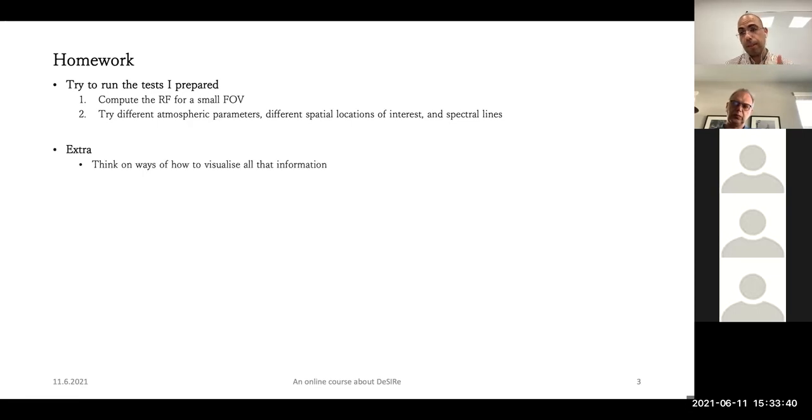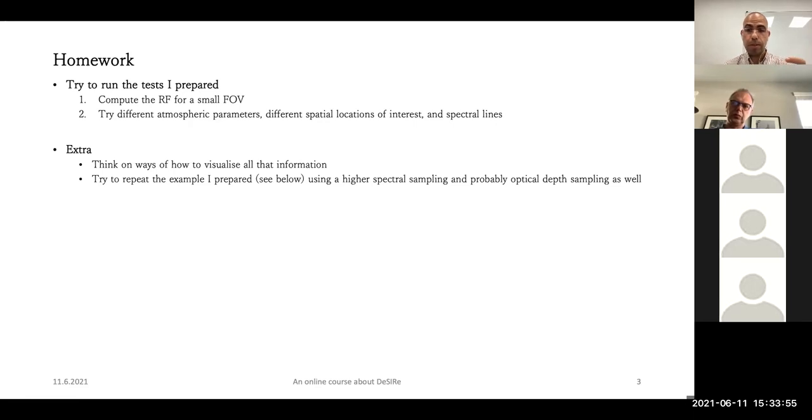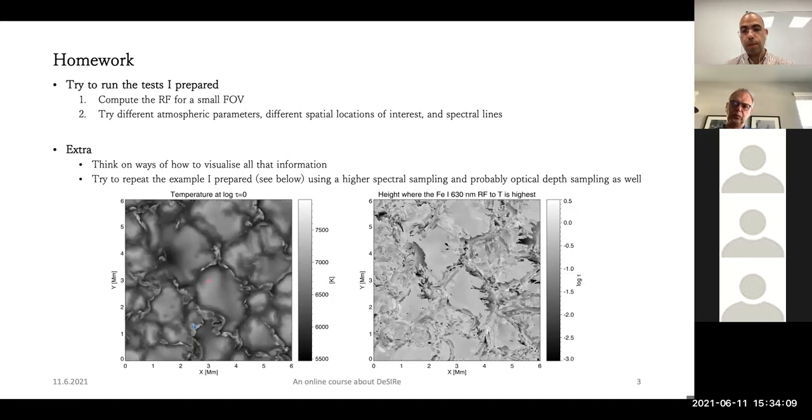Then, as I said, one extra thing that I think together we should work on is how to visualize all this huge amount of information. And my advice is at least try what I did, but increasing the spectral sampling. And if it's still not very smooth, maybe try to increase a bit the optical depth sampling. Although I would say that probably that's enough, but the main issue is the spectral sampling. And try to get a snapshot like this one, but with a smoother spatial distribution in this maximum height of response function.